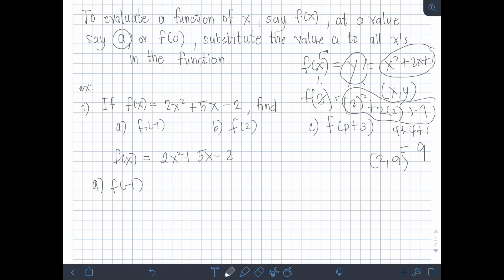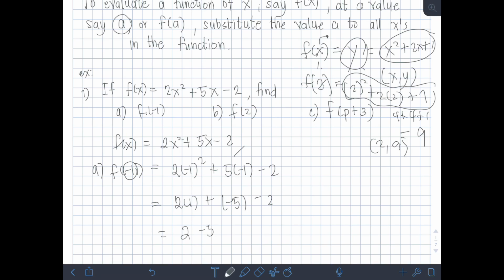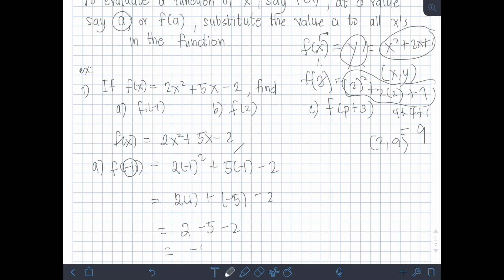So, ibig sabihin, yung x natin dito na isa-substitute doon sa lahat ng x ng function na given natin ay negative 1. So, therefore, we have 2 times negative 1 quantity squared plus 5 times negative 1 minus 2. So, substitute nyo lang yung negative 1 doon sa x's nyo doon sa function. So, we have 2 times negative 1 squared is 2 times 1 plus 5 times negative 1 is negative 5 minus 2. So, we have 2 minus 5 minus 2 or simply negative 5. So, therefore, f of negative 1 is equal to negative 5.